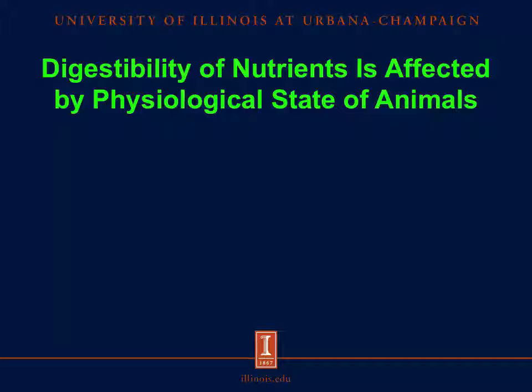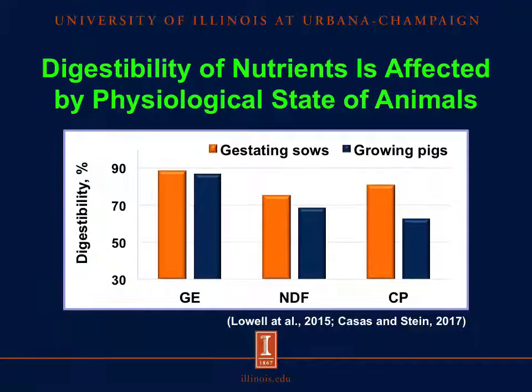Nutrient digestibility has been shown to be affected by physiological state of pigs. As an example, this graph shows the digestibility of gross energy, neutral detergent fiber, and crude protein are greater in gestating sows, represented by orange bars, than in growing pigs, represented by blue bars.